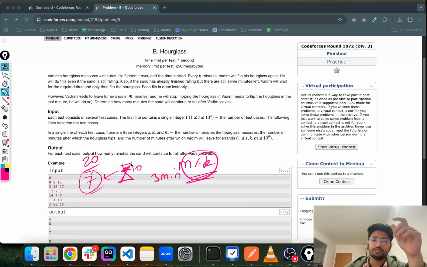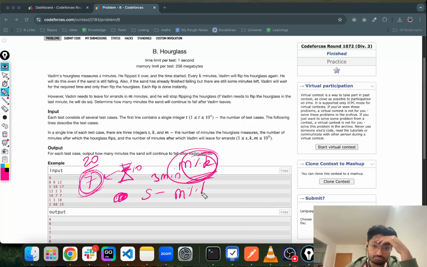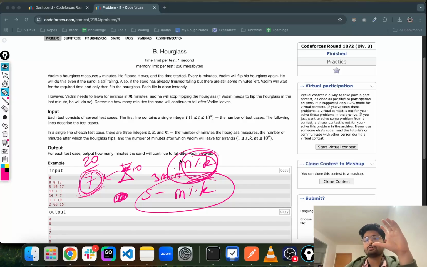If it is greater than m mod k, there is no sand that is left. If it is less than m mod k, you have to find out how much time is left, and subtract it from the last time. So let's assume m mod k is left. How much sand is there? Maybe the sand is s, so s minus m mod k. That is the amount of time you will see in the sand, and you can take the maximum of it with 0. Why? Because either it can be 0 or it can be this number.